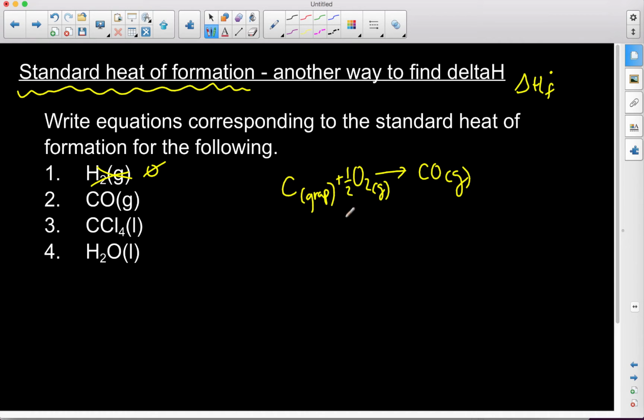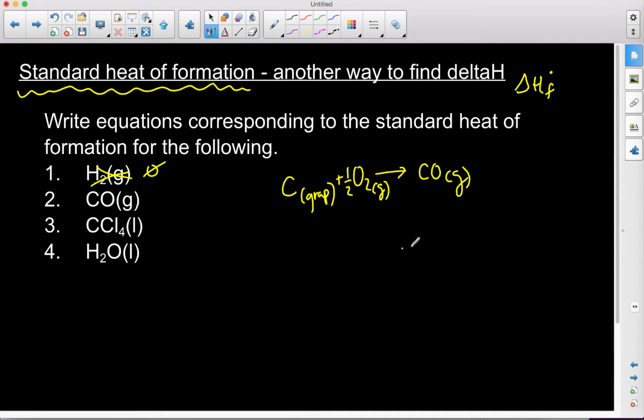We don't often use fractional coefficients because that doesn't make sense. We're not going to have a half of an O2 hanging out. But we have to have definitions for things, and the definition for standard heat of formation is to form 1 mole of product, which means that, yes, we are going to have fractional coefficients.